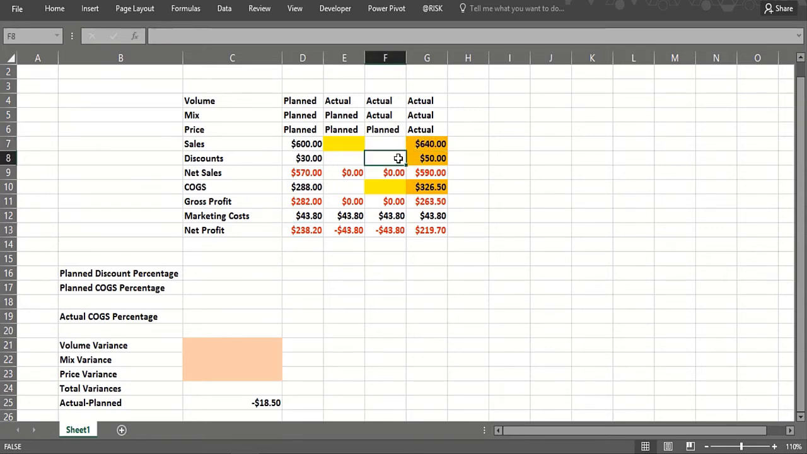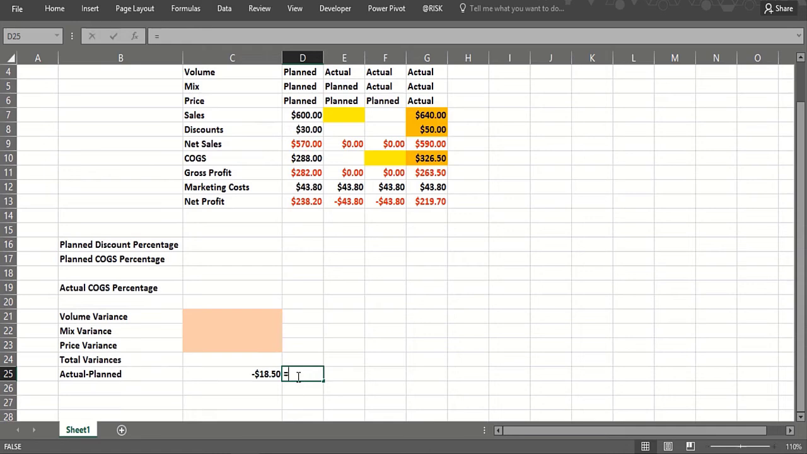We sold 640, more than we expected, but we gave discounts of $50, more than we expected. So our net sales were $590. Cost of goods sold turned out to be $326.50. So gross profit is the difference there, $263.50. Marketing costs were still $43.80, and we made $219.70. So we made $219.70 minus $238.20, which is minus $18.50, worse than we thought we'd make.